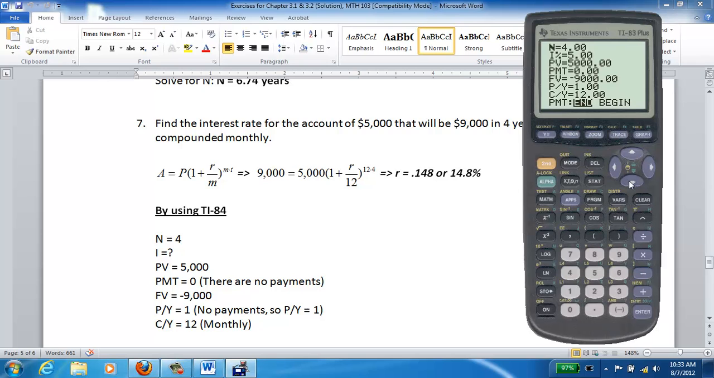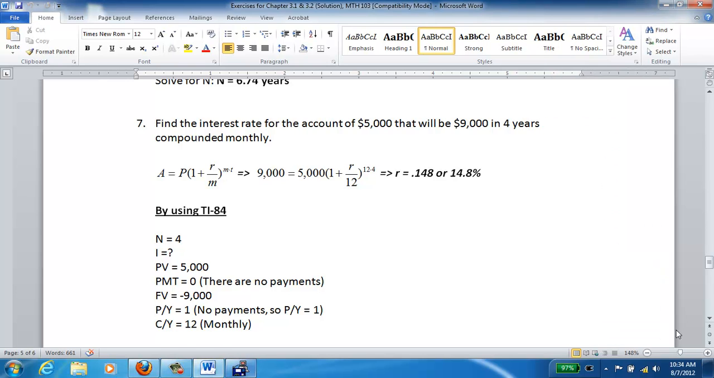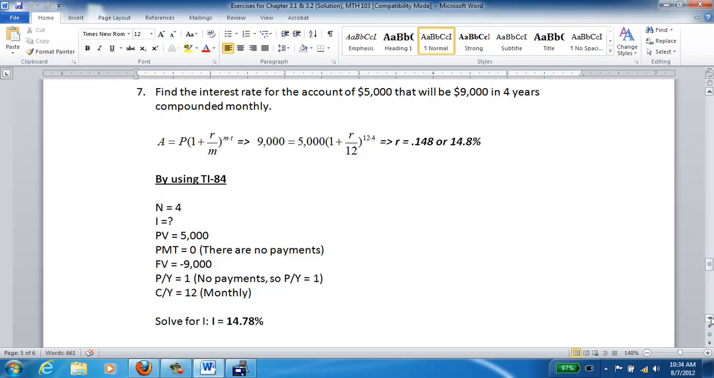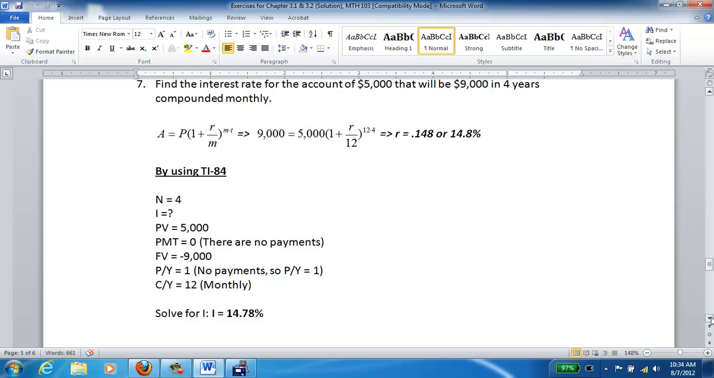And then it's monthly, so C/Y, we leave it as 12 because it's compounded monthly. Interest rate, alpha, enter, and this is going to be 14.79%. And we have the same answer here, 14.79. So it's around 14.8%.